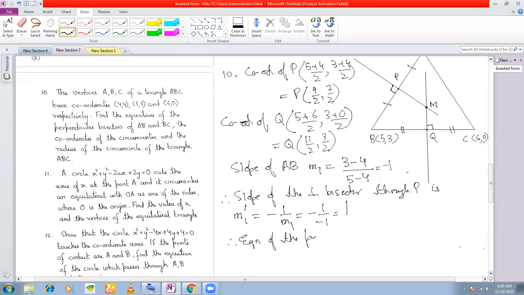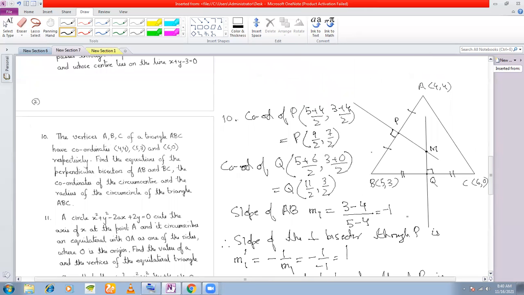The equation of the perpendicular bisector through P is, what should be the equation? You know the slope of the line through P, and you also know one point P here. What is the coordinate that we have found out here? 9 by 2, 7 by 2. So which form should I use? Point slope form, right?